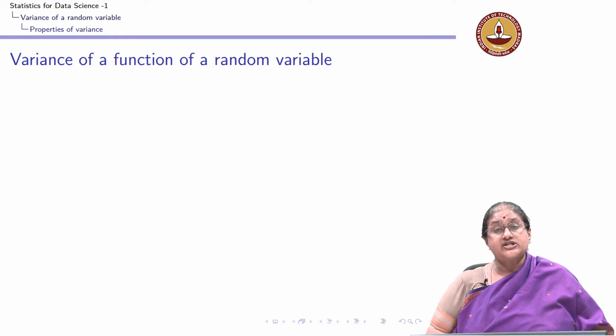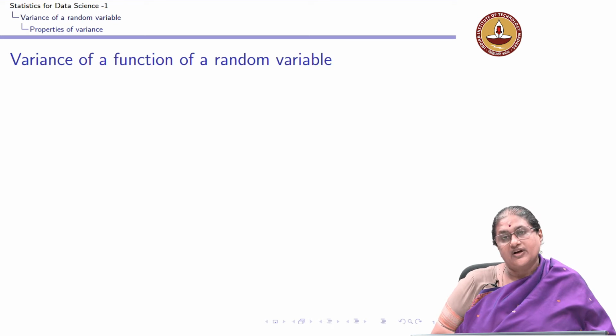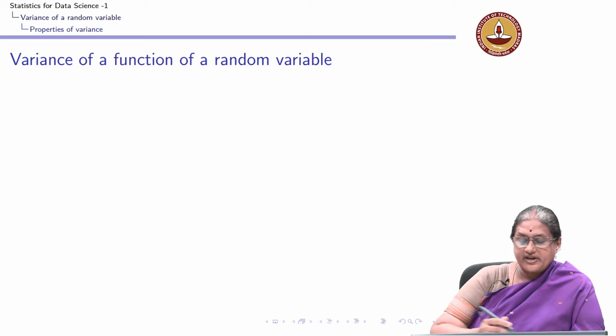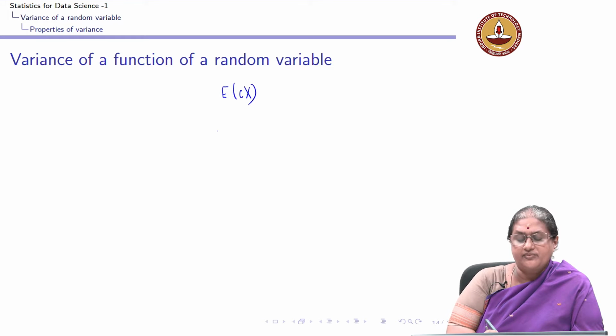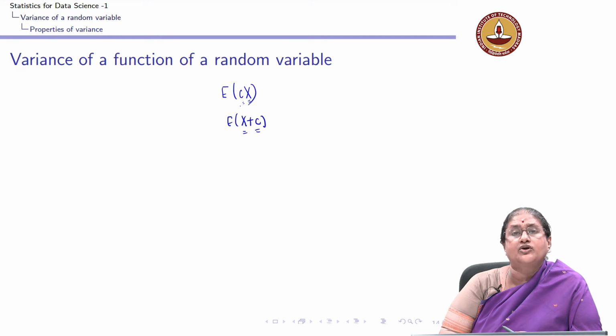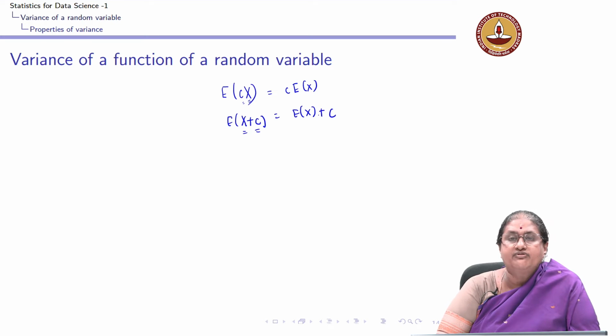The next thing we saw is a few properties of the variance of a random variable. Recall that when we looked at properties of expectation, we saw the expectation of a constant times a random variable, and the expectation of a constant plus a random variable. That is, what happens to the expectation if I multiply my random variable with a constant, and if I add a constant to my random variable. These were the properties of the expected value of a random variable.